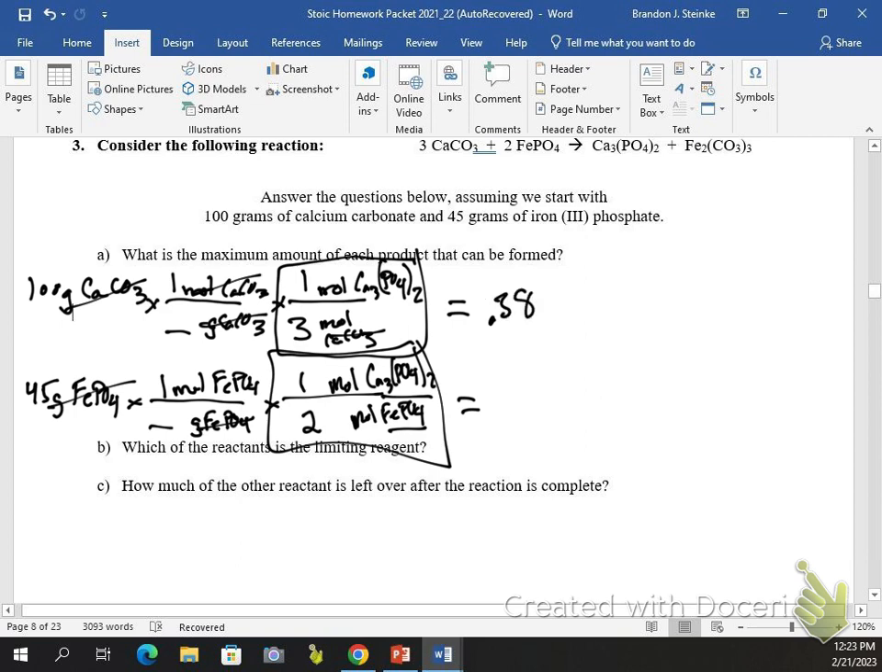0.308. What about iron phosphate? 0.14. 0.15 grams of NH3. Why am I only labeling my bottom one? Because that's my answer. Well, that's part of my answer. We're not done. NH. Oh, I'm sorry. I was thinking the last one.